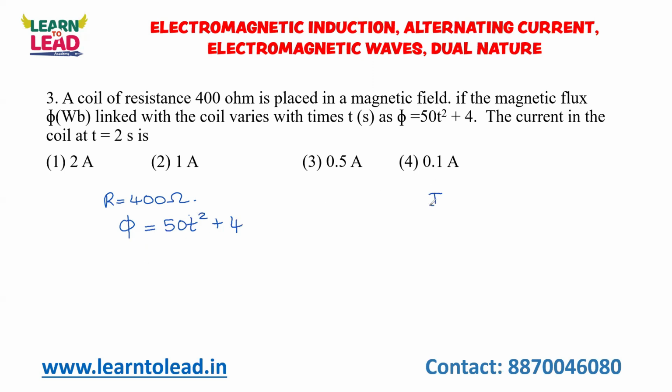The basic formula for current, by Ohm's law, is induced EMF divided by resistance. Magnetic flux is equal to 50 t squared plus 4, and induced EMF is change in flux by time taken.